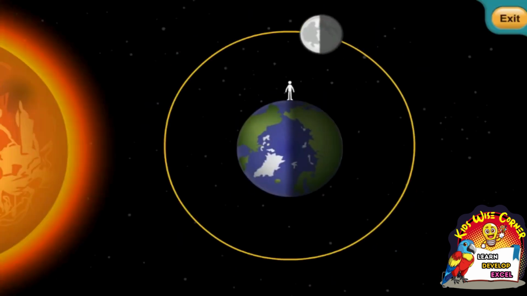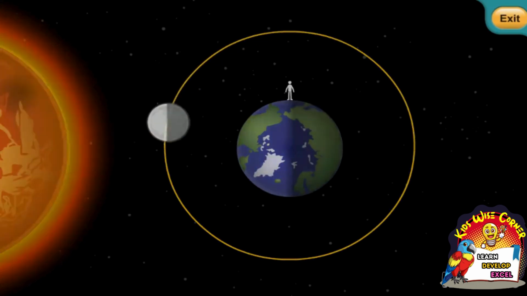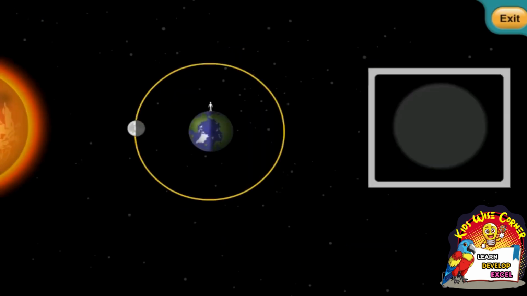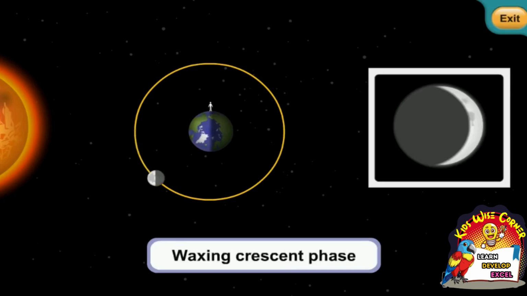Based on what we just learned, let's look at the different phases of the moon. There are 8 phases in all. We'll now explore each phase of the moon. The lunar cycle begins with the new moon phase, when the moon is not visible from the Earth. This is because the half of the moon that faces away from the Earth is lit, and we only see the dark half. During the waxing crescent phase, we begin to see a very small part of the moon lit by the sun, but most of it is still shadowed.